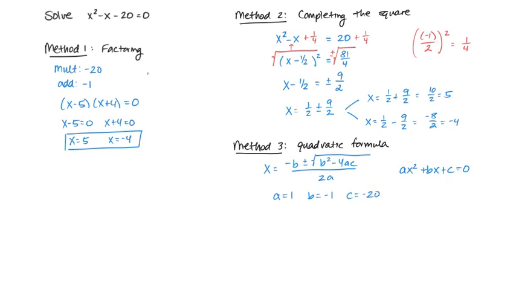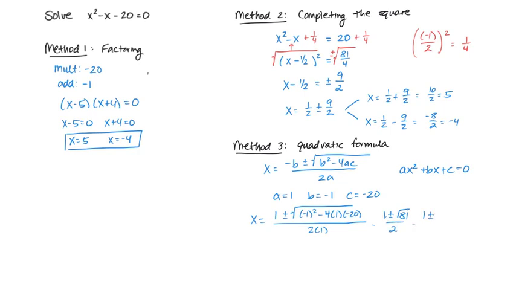So we want to plug these values into our formula. So x is equal to the opposite of negative 1, which is positive 1, plus or minus the square root of negative 1 squared, parentheses are important there, minus 4 times a, which is 1, times c, which is negative 20, all over 2 times a, so 2 times 1. So simplifying underneath the radical here, negative 1 squared is positive 1, minus 4 times 1 times negative 20 is plus 80, so we have the square root of 81 all over 2.